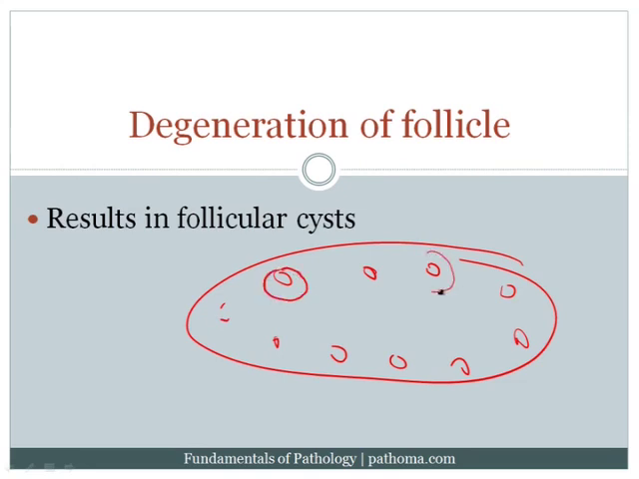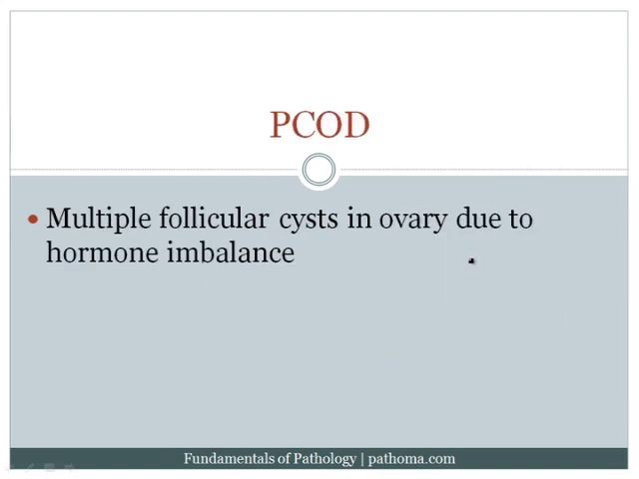So when you have a degenerated follicle, it becomes big and cystic, and most women will have one or two or three follicular cysts, i.e. degenerated follicular cysts, within their ovary. There is a disorder, however, in which patients can have multiple follicular cysts, and that's called polycystic ovarian disease. And of course, that is due to a hormone imbalance, and so we need to understand this disorder a little further.